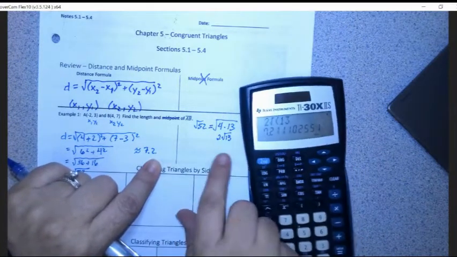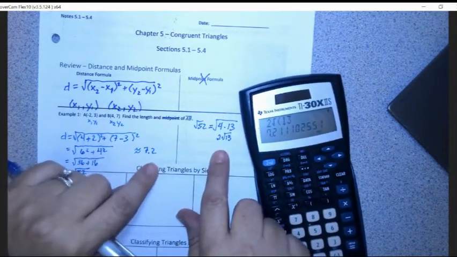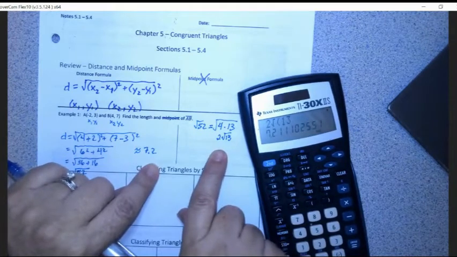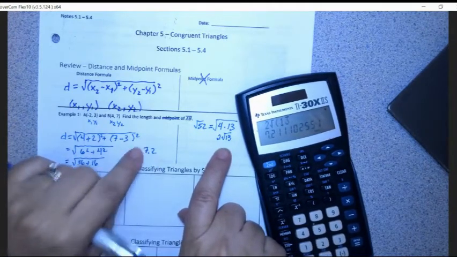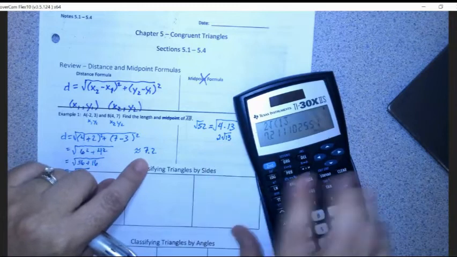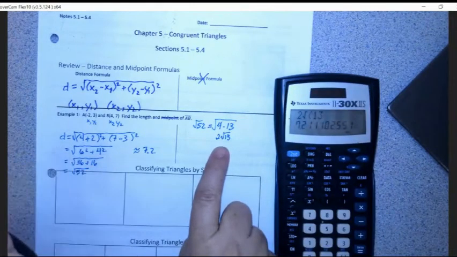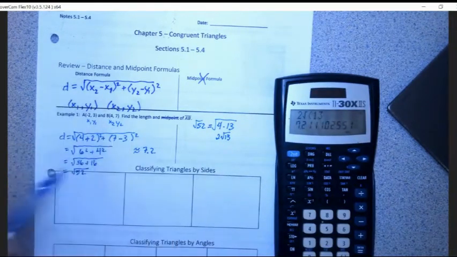It's 7.2. So this is an exact answer. This is an approximate answer. I would take either number. This is fine for now. We'll do more of this later on when we get to Chapter 9. But yeah, here's how you do the distance formula. You're going to need to do that for example 3 on the next page.